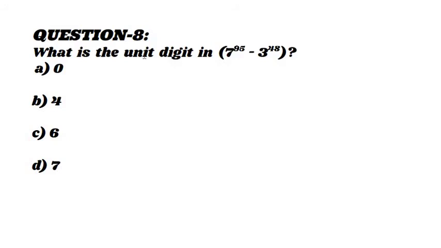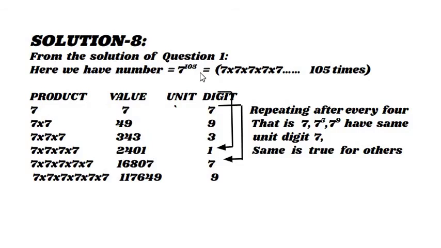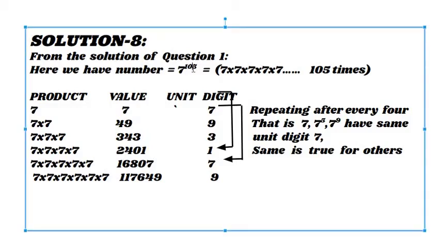Now this question is, what is the unit digit in 7 raised to the power 95 minus 3 raised to the power 48? Now this question involves two numbers, 7 and 3. In the first question we had only 7. Now we will use the same concept, and I will also be explaining that concept again. Here from the solution of question 1, we had 7 raised to the power 105 there, and here we have 95, so we will change it to 95.